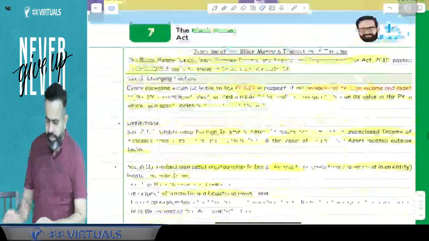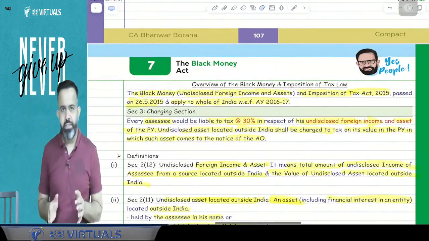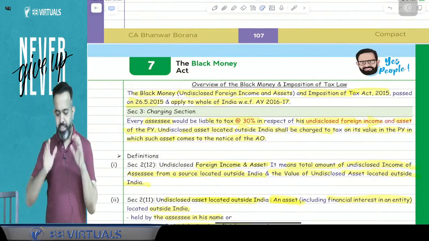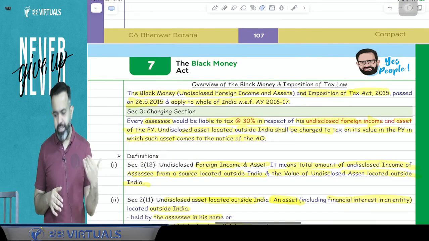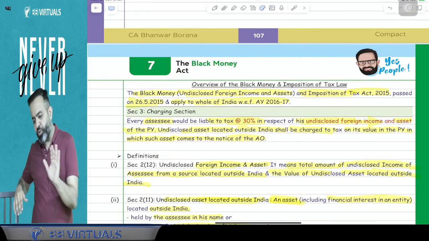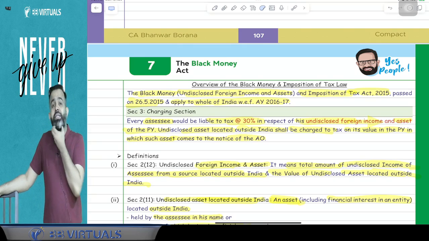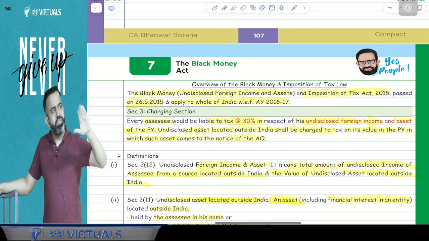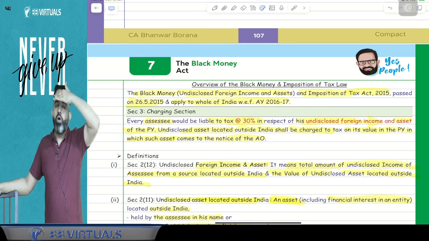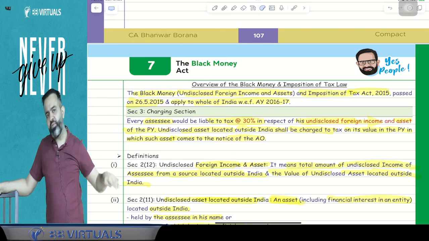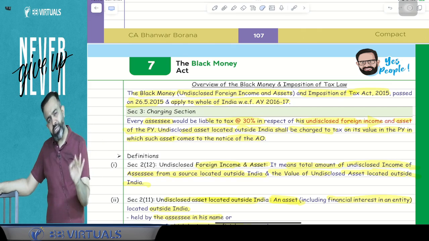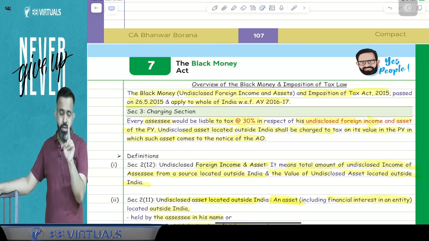We have discussed the Black Money Act. Guys, this Black Money Act 2015, that is Black Money, Undisclosed Foreign Income and Asset, Imposition of Tax Act 2015. This act says that if there is an undisclosed foreign income or undisclosed foreign asset, that will be chargeable to tax at the rate of 30%. Now, income will be chargeable in the respective year only, but asset will be charged to tax in the year in which it comes to the notice of the AO.